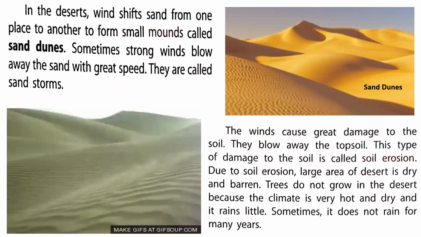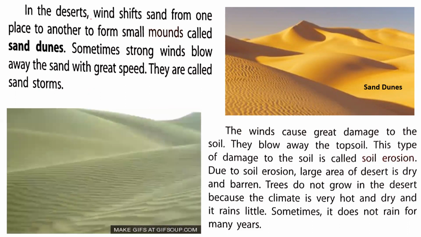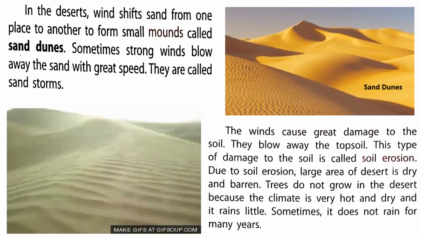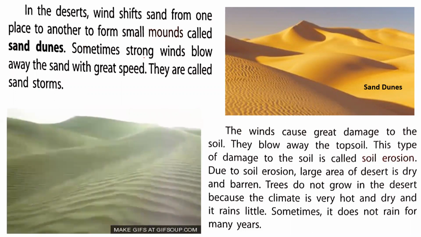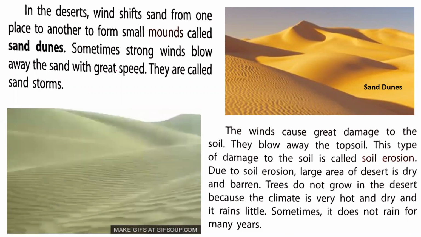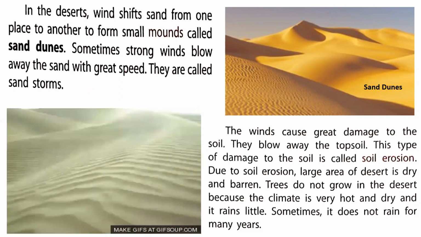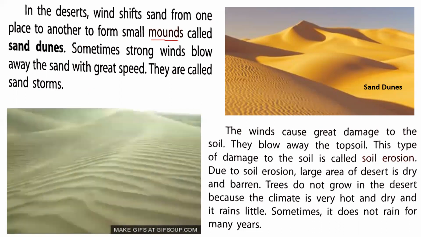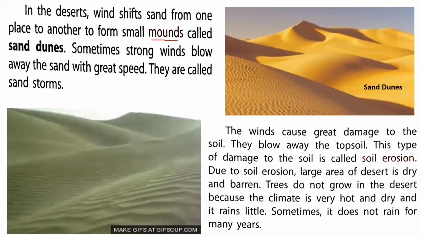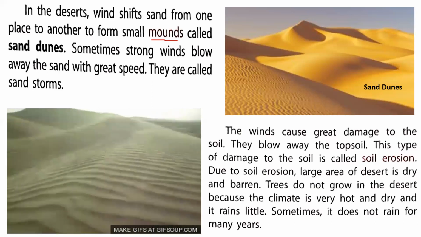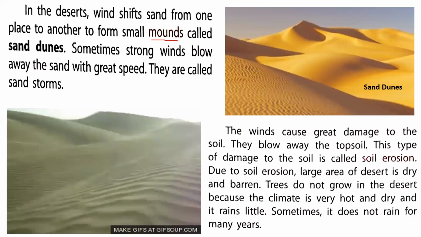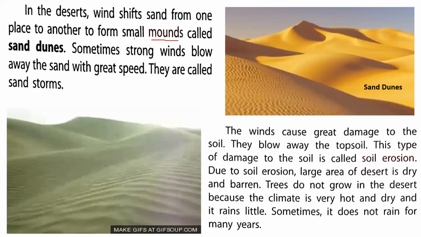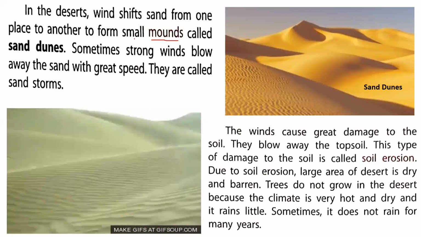In the deserts, wind shifts sand from one place to another to form small mounds called sand dunes. Sometimes strong winds blow away the sand with great speed. They are called sand storms. Got it? Now, mounds: a hill, you can say, or a large heap of sand. Now, what do you mean by sand dunes? Small hills of sand are called sand dunes.